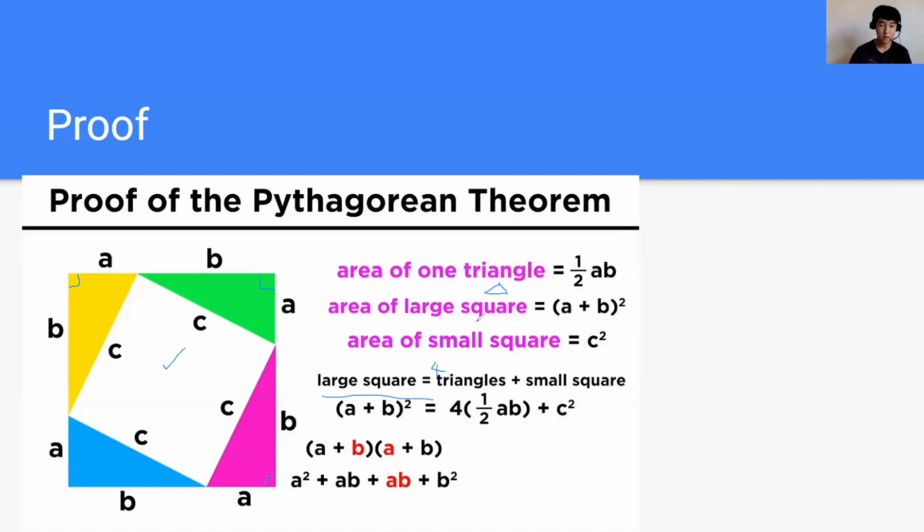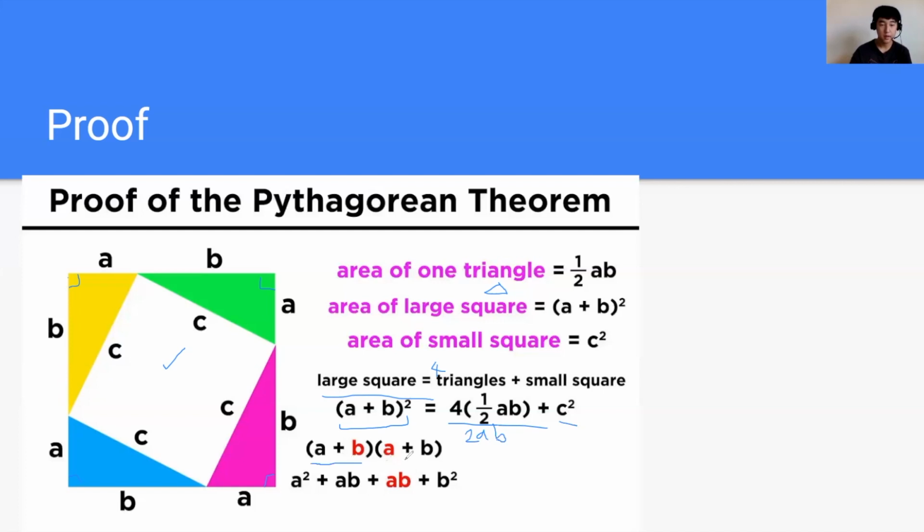So we know the area of the large square is (A plus B) squared. And one triangle is 1/2 times A times B. So if you multiply by 4, it's going to be 2AB. And the small square is C squared. So if you know how to expand (A plus B) squared, fine. If you don't know, let's do it together.